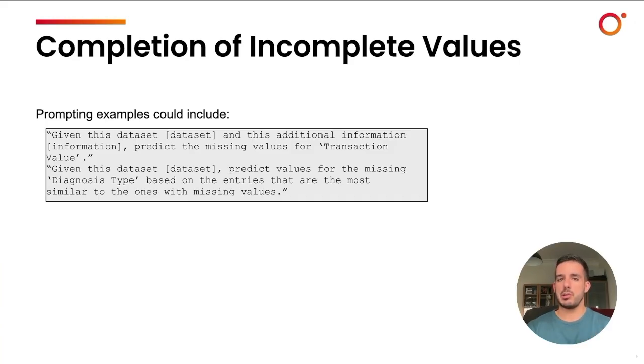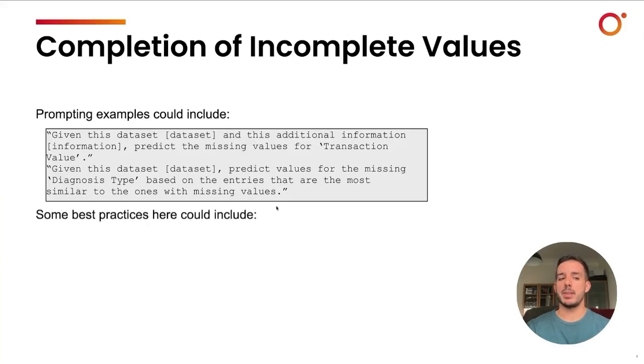And you can also add additional things to the prompt, such as saying, hey, please add a confidence level as a new field or a justification for every single entry as a new field and add that to the dataset. Or saying, hey, given this dataset, please predict the values for the missing diagnosis type based on the entries that are the most similar to the ones with missing values. That's another approach, right? Instead of just using backup information, you can say, hey, based on the existing entries that are the most similar to this one, please estimate the value for this entry. And it's going to use as the context the rest of the entries in that dataset.